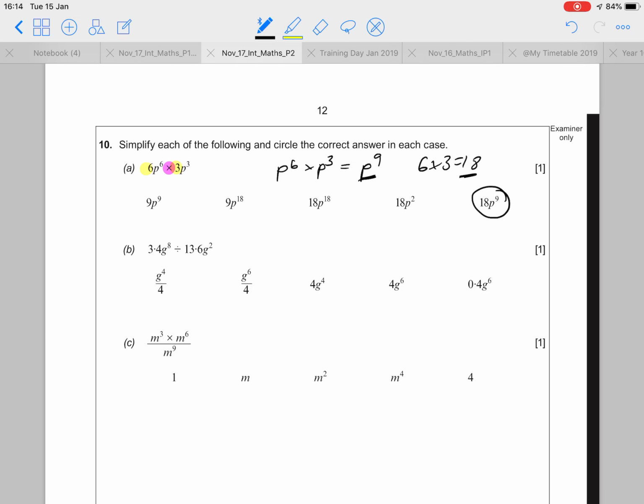Division means that to find the new power you subtract. g to the 8 divided by g to the 2 gives me g to the 6. And this is with a calculator because we're on the calculator paper. So 3.4 divided by 13.6 gives me a quarter. So I'm looking for a quarter of g to the 6.